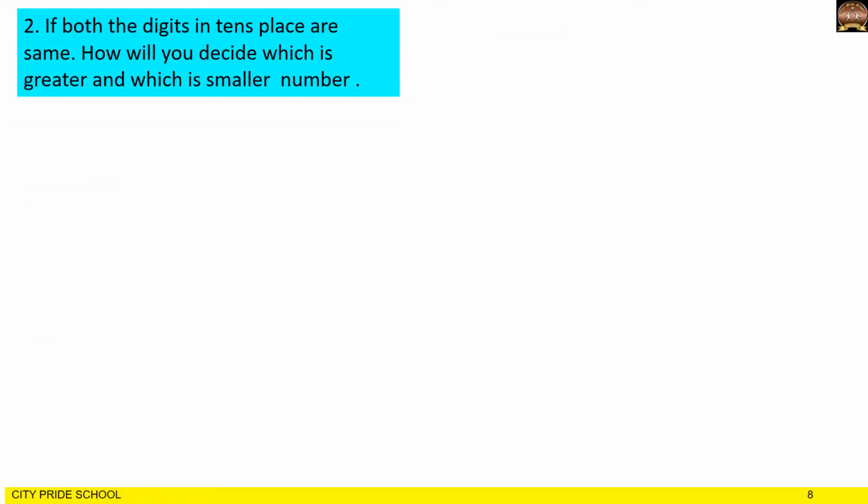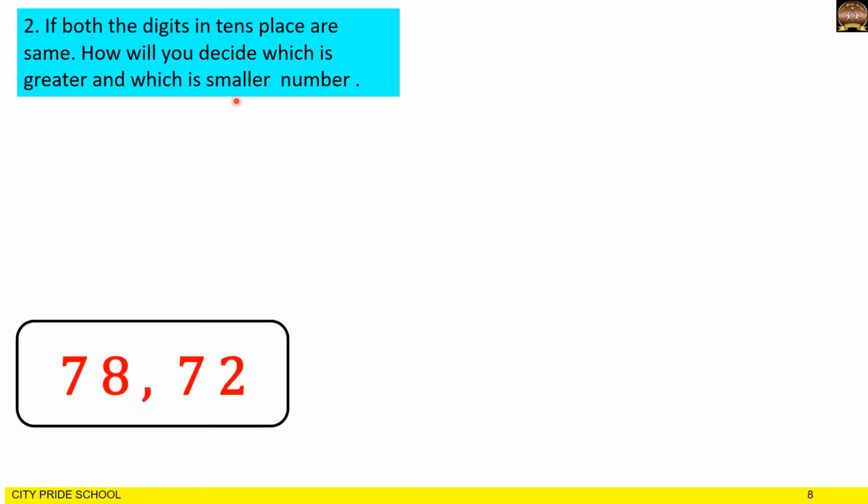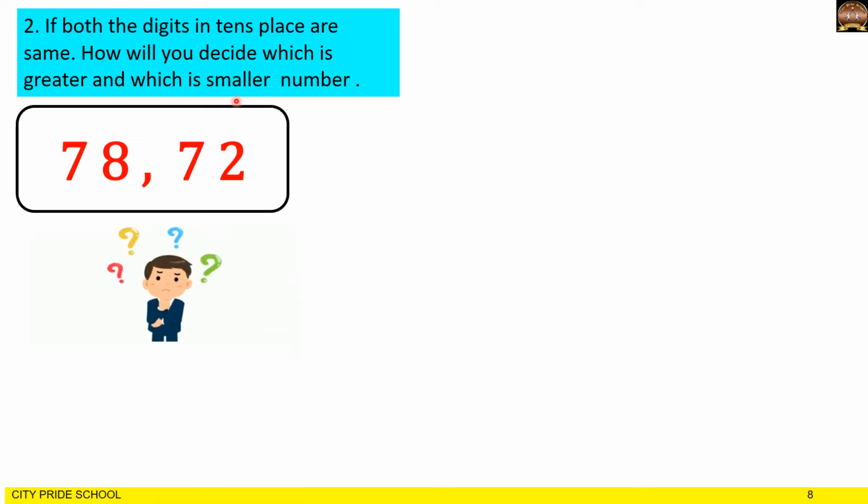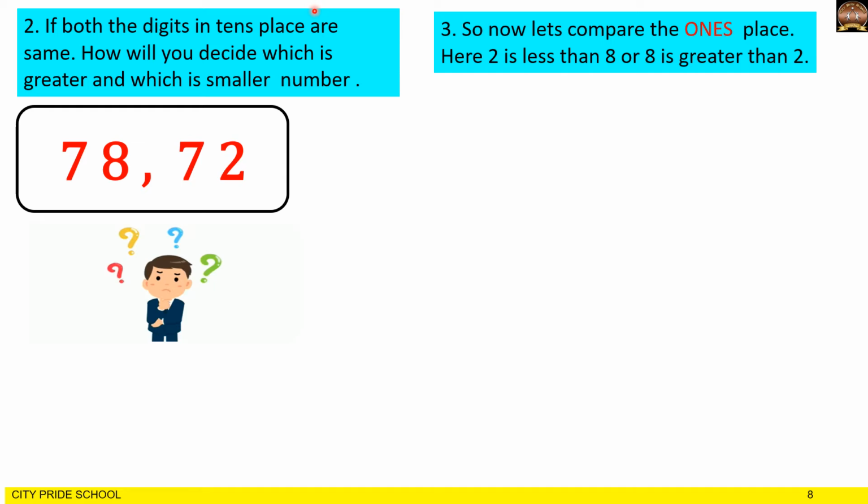Look at children now. If both the digits in the tens place are same, how will you decide which is greater and which is smaller? For example, look here. We have to find out. Now here there is the number 78 and here is the number 72. Now you see the tens side. Here also there is 7 and here also there is 7. Now what should we do to find out which is the greater number?